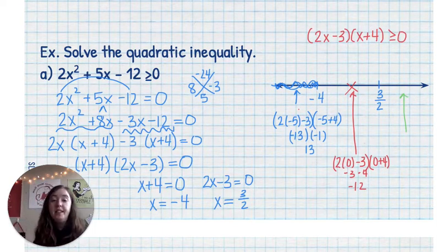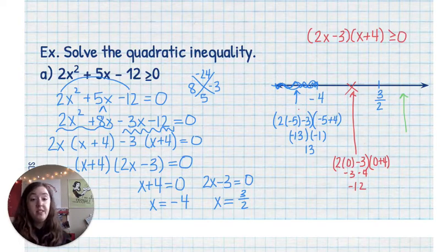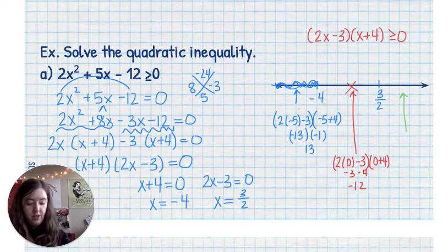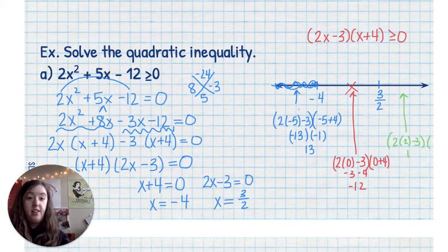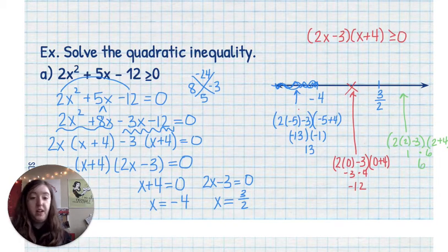Then we want to plug in something to the right of 3 halves. So just larger than 3 halves is 2. So we'll take 2 times 2 minus 3. That'll give me 1. And then 2 plus 4 is 6. So 1 times 6 is positive 6. Is positive 6 greater than or equal to 0? Absolutely it is. So that's going to be part of my solution.